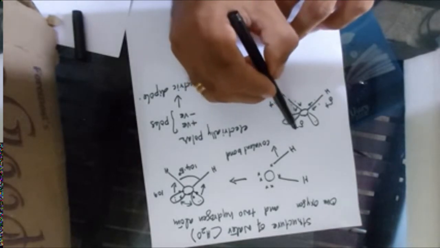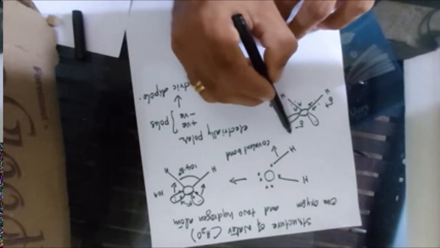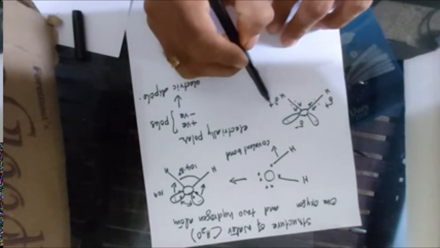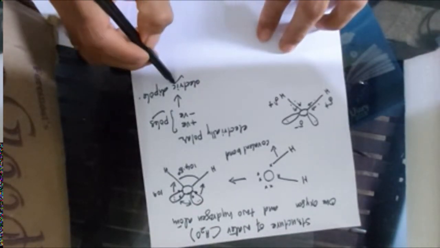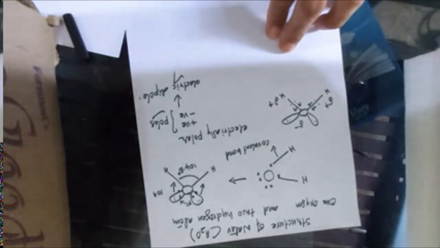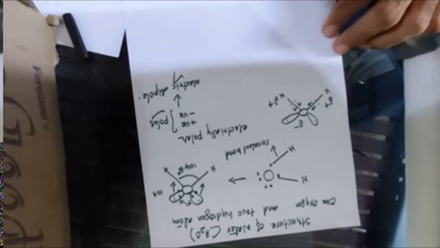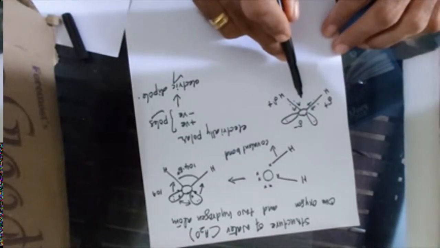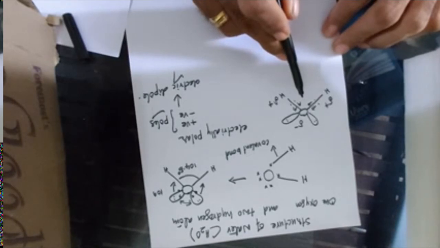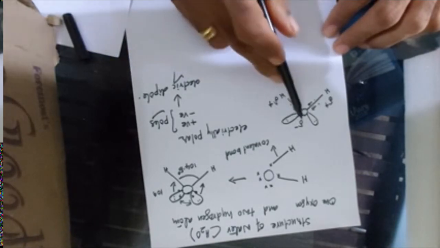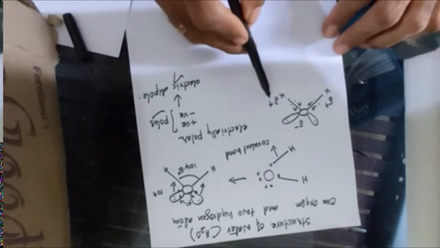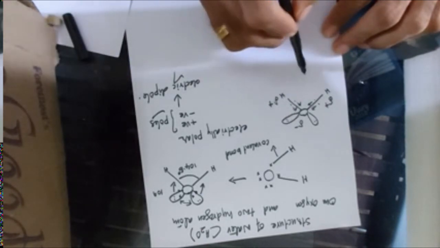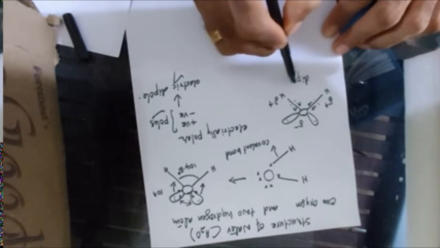So there are 2 poles, an electronegative pole and an electropositive pole. Hence it is called an electric dipole. So a molecule with 2 distinct poles carrying opposite electrical charges is called what? A dipole.